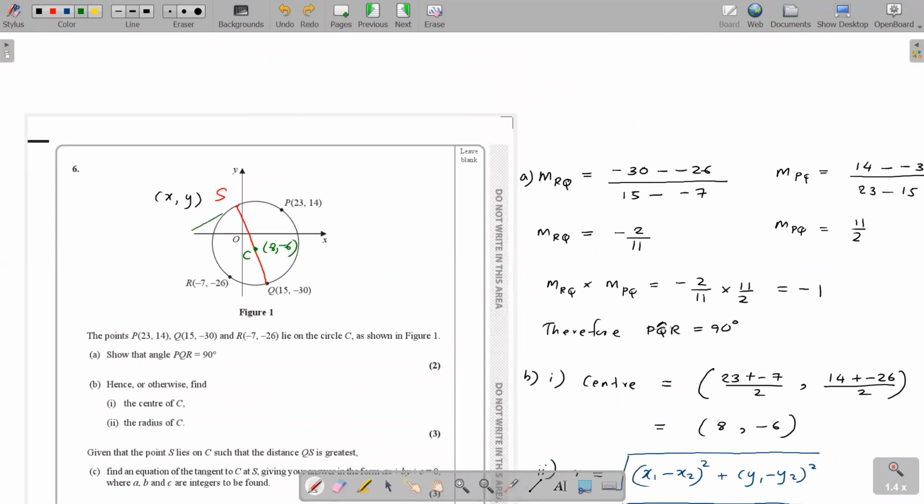How can I find the tangent here? What is the theory behind finding the tangent? What do we know about the tangent? We know the tangent is perpendicular to the radius of the circle. We say tangent and radius are perpendicular, isn't it? So do you see here, CS is a radius and tangent.